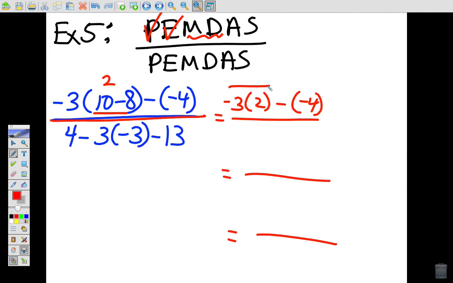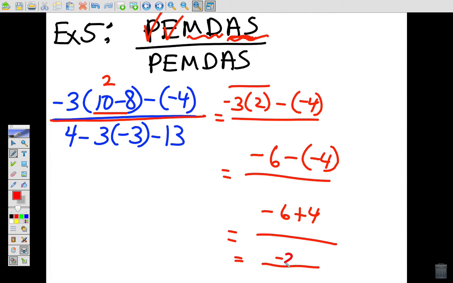What's a -3 times 2? That's a -6 minus your -4, right? So now do any addition and subtraction on top. -6 minus -4, that's a -6 plus 4. So what do you end up with on the top of the bar? -6 plus 4 is a -2. I'm going to change colors here so we can see this a little better. Now let's do below the bar.